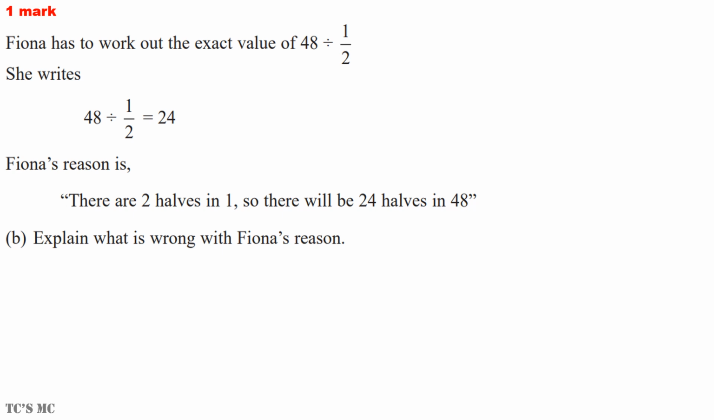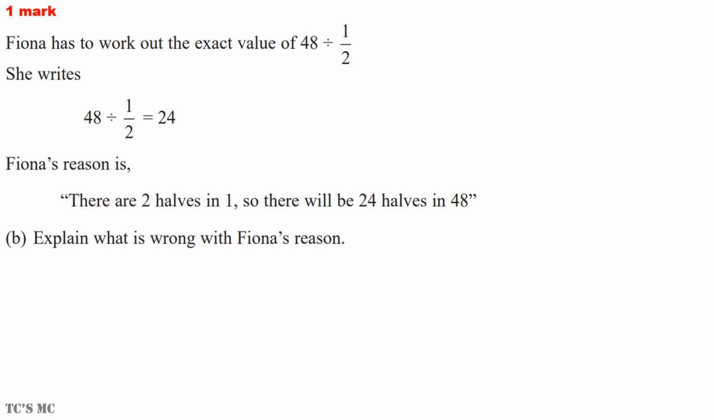Fiona has to work out the exact value of 48 divide half. She writes 48 divide half equals 24. Fiona's reason is there are 2 halves in 1, so there will be 24 halves in 48. Explain what is wrong with Fiona's reason.